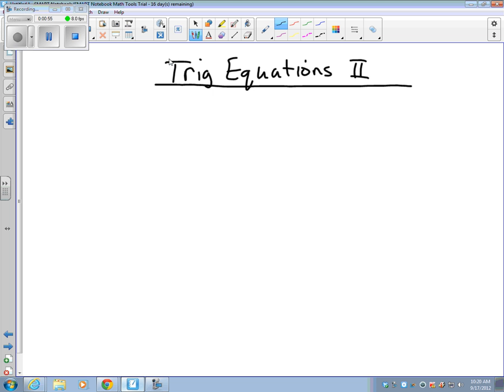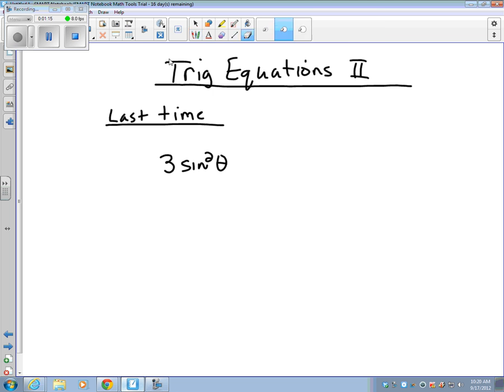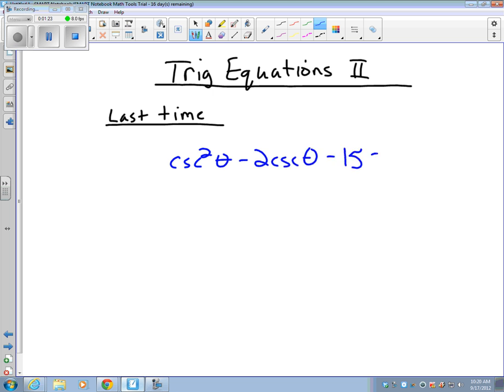Last time you did questions like this, right? And then I'm going to show you what the new part is today. We solved an equation like this. 3 sine squared theta. Maybe I'll do it with cosecant. Cosecant squared theta minus 2 cosecant theta minus 15 equals 0. Okay?